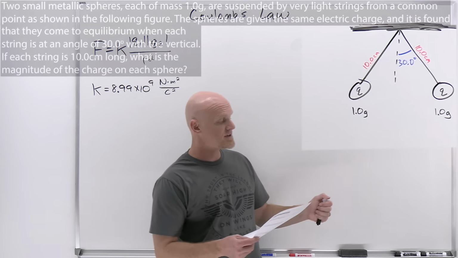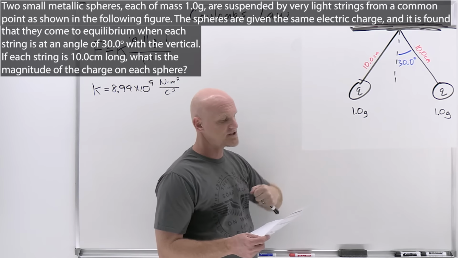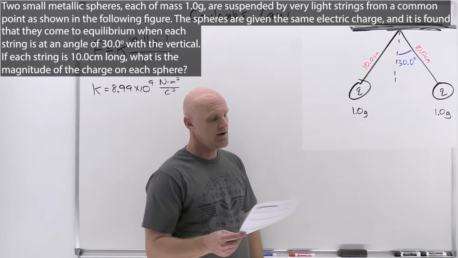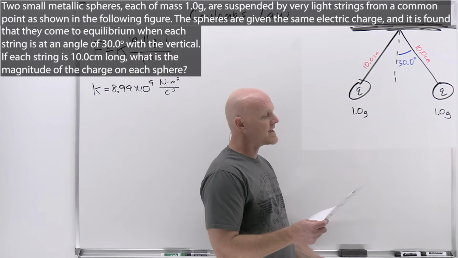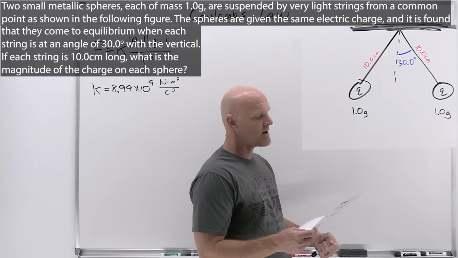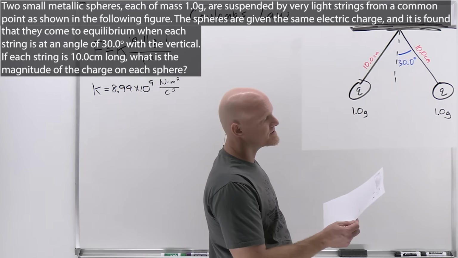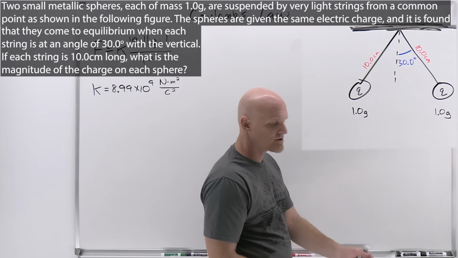So the question says, two small metallic spheres, each of mass 1.0 grams, are suspended by very light strings, i.e. strings that are effectively massless, from a common point as shown in the following figure. The spheres are given the same electric charge, and it is found that they come to equilibrium when each string is at an angle of 30.0 degrees with the vertical. If each string is 10.0 centimeters long, what is the magnitude of the charge on each sphere?